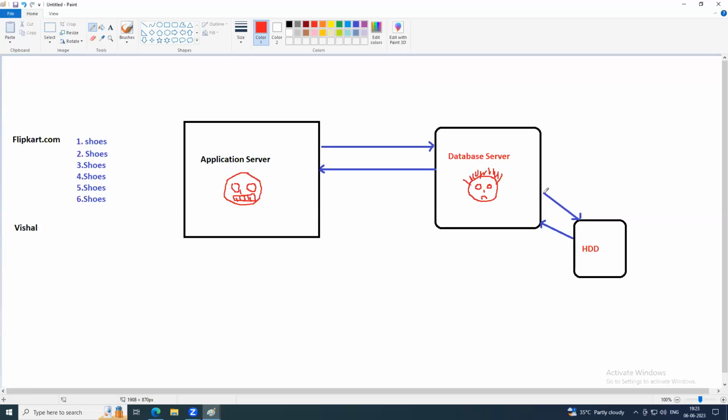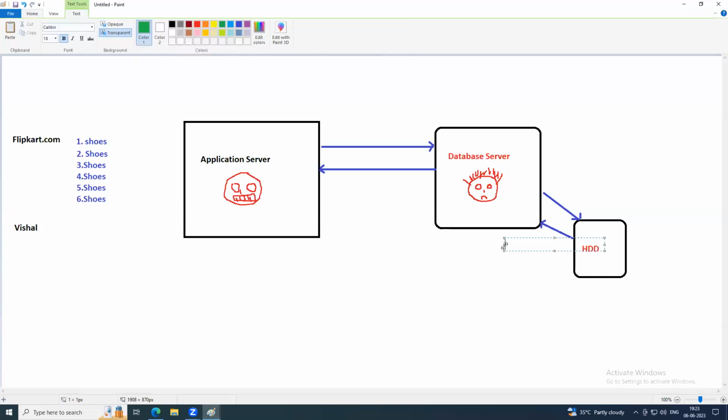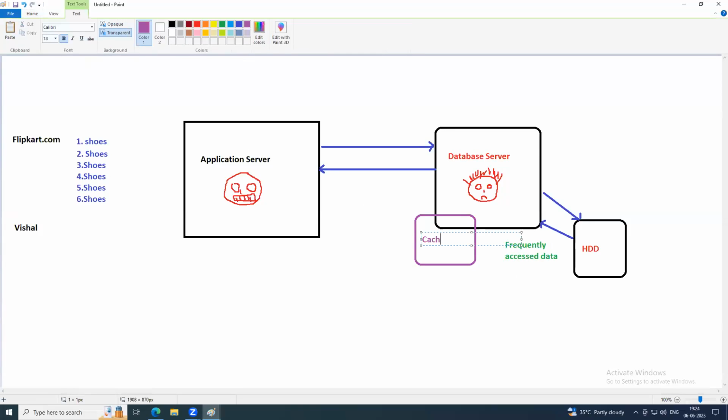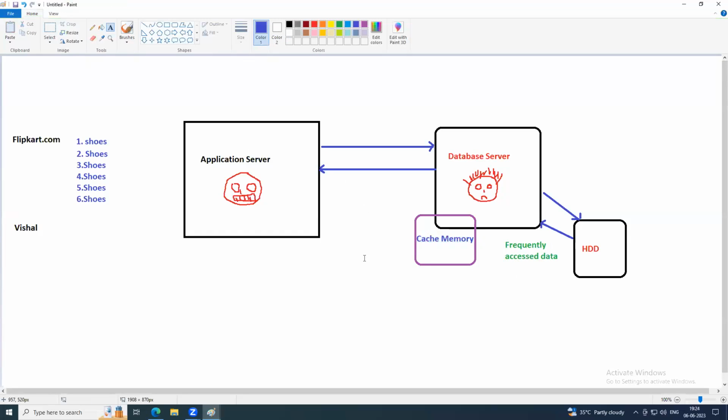So tell me here, instead of going to the slower hard disk all the time, can I say these are all frequently accessed data? Guys, can I store all this frequently accessed data in memory? Instead of going to my hard disk, the database, we cache it. Can we cache it? Yes, this is called cache memory. So all frequently accessed data will be cached in this memory.